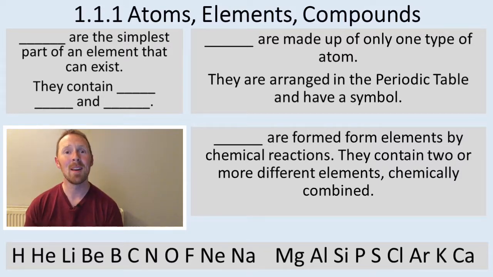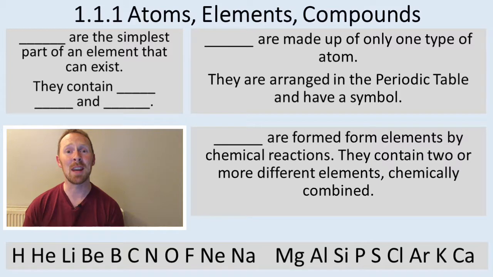H-He-Li-Be-B. Now if they greet you in a positive way, they will say C-N-O-F-Ne-Na. Carbon, nitrogen, oxygen, fluorine, neon, sodium. So if you remember H-He-Li-Be-B, C-N-O-F-Ne-Na, you've learnt the first 11 elements in the periodic table.